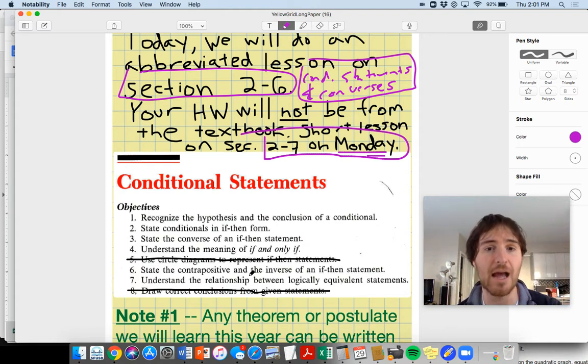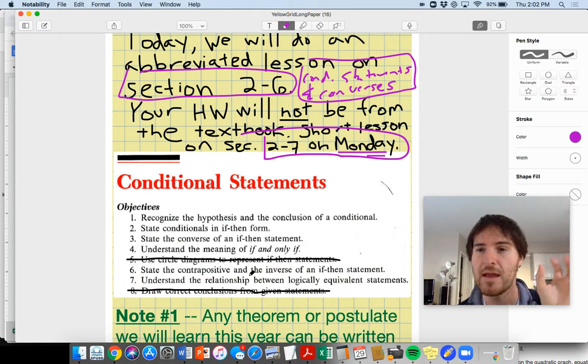Okay, so we have to recognize the hypothesis and conclusion of a conditional. I've already taught you how to do that, so we're going to review that. Next, state conditionals in if-then form. We haven't really practiced that, but any theorem or postulate in your textbook, you can rewrite as an if-then statement. For instance, vertical angles are congruent. That's a theorem. You can change that to an if-then statement.